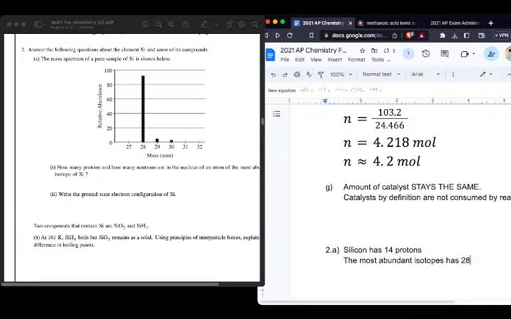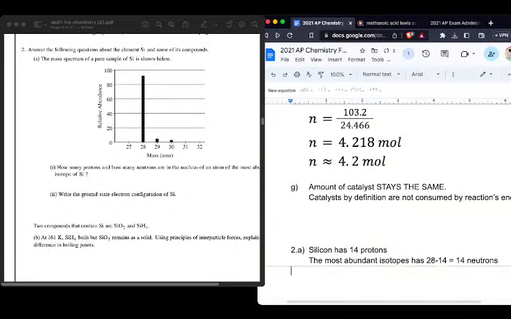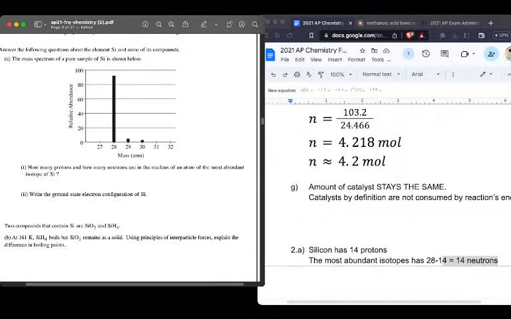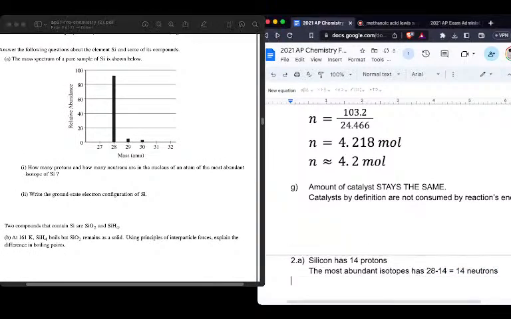So 28 minus 14 leaves us with 14 neutrons as well. That's all they want to know. How many protons, how many neutrons? All of these have 14 protons. It's the amount of neutrons that is changing from one isotope to another. Capiche? Nice.